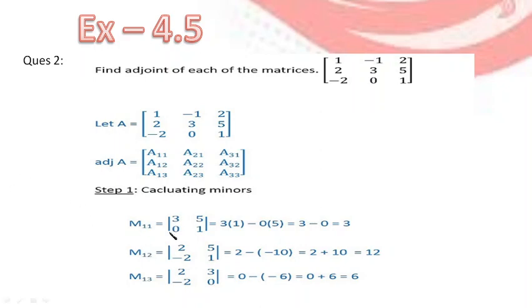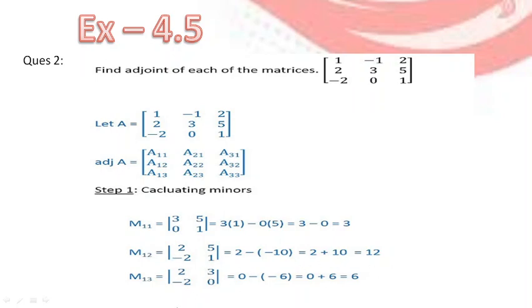So M11 we have to calculate. It means we have to cross first row and first column, and whatever will be left we have to calculate the determinant of those four elements the way we calculate for a 2 by 2 matrix. So 3 into 1 minus 5 into 0, 3 minus 0, which is 3. M12 means first row and second column we have to cross, and for 2, 5, minus 2 and 1 we have to calculate the determinant.